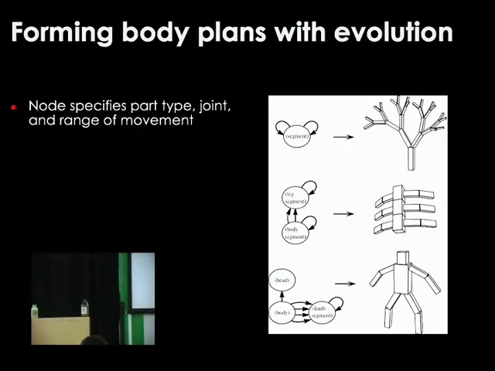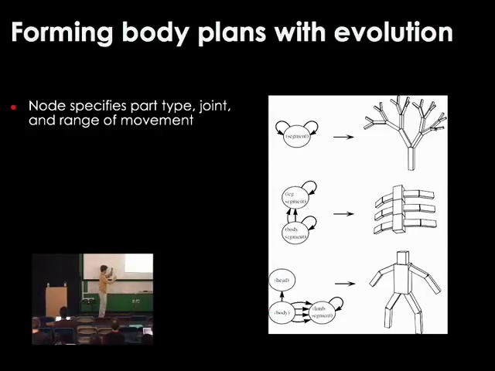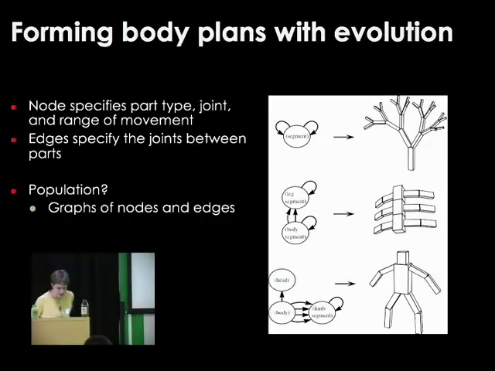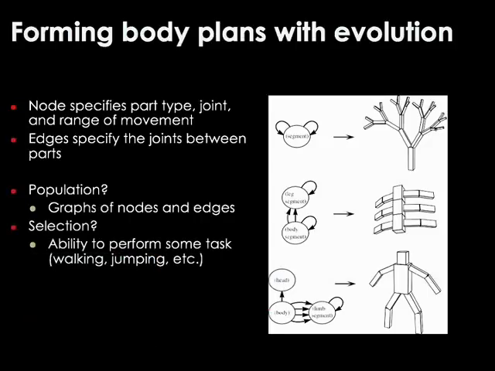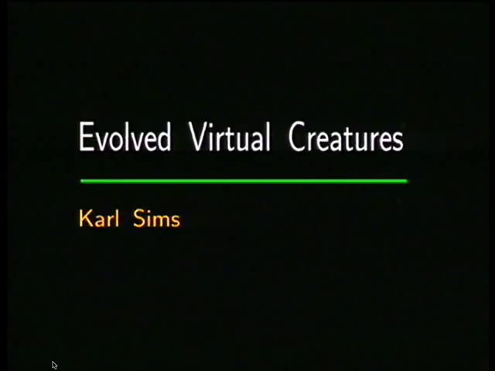So the population is a whole bunch of these nodes and connections joining them, and you can mix and match nodes. So like they say, hey, I'm going to put this length limit over here, and vice versa. And you can kind of see how they make these morphologies. You know, about how this makes a tree, and vice versa. It's actually kind of cute when you look at it. So they're actually worth understanding. All right, sweet. Okay. So in this case, that shows the joints between parts. So the population is a graph of nodes and edges, and the selection is the ability to perform a certain task. So walking, jumping, something like that. And the mutation is basically grafting nodes here and there. And we're just gonna let it go and see what happens. And here we go.